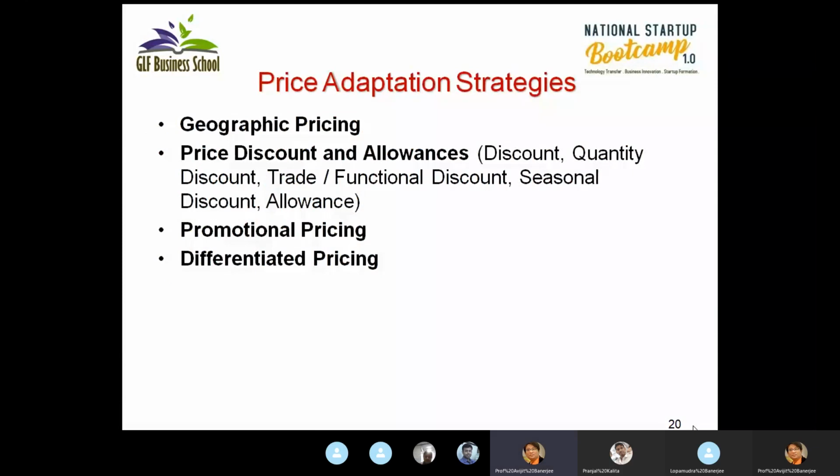Now we should go for adapting the price. Here we will examine several price adaptation strategies such as geographical pricing, price discounts and allowances, promotional pricing, and differentiated pricing. In geographical pricing, the company decides how to price its products to differentiate customers in different locations and countries. Should the company charge a higher price to distant customers in order to cover the higher shipping cost, or a lower price to win additional business?